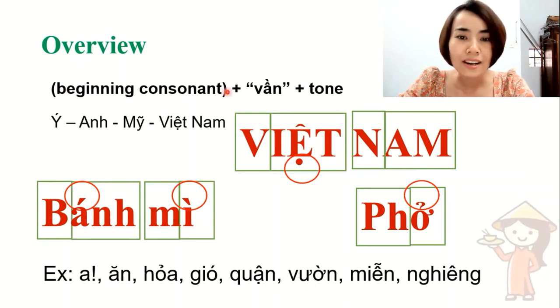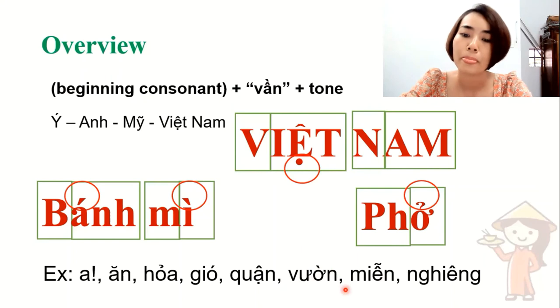The beginning consonant here is V, of course, and van is included in the ending consonant here, n. So when you say n, you say it fast, and then you have un, and the tone is vern. Okay, this one is pronounced vern.